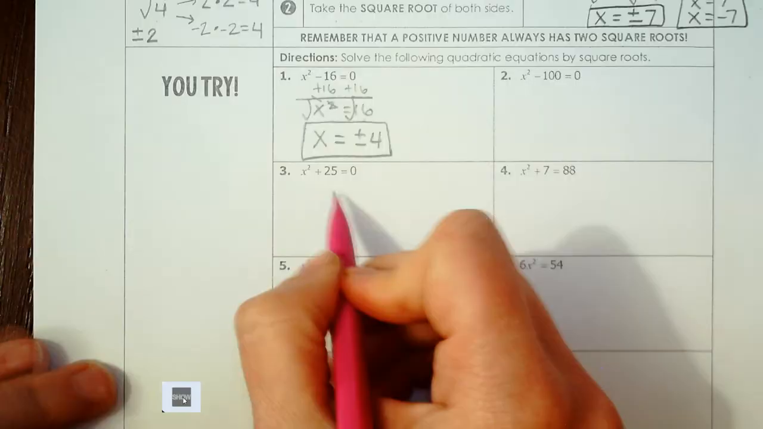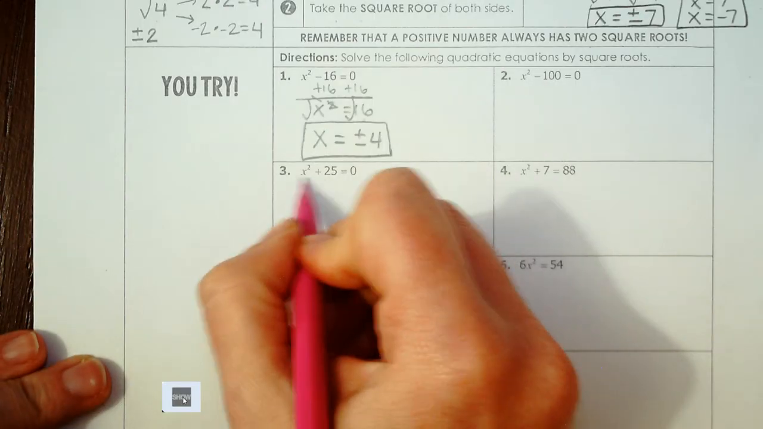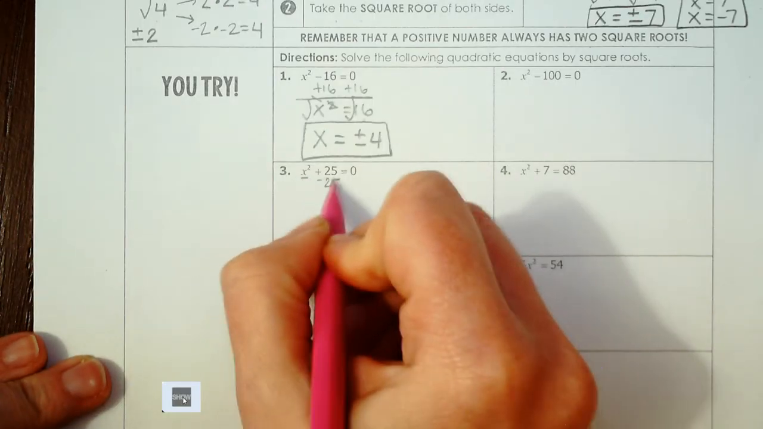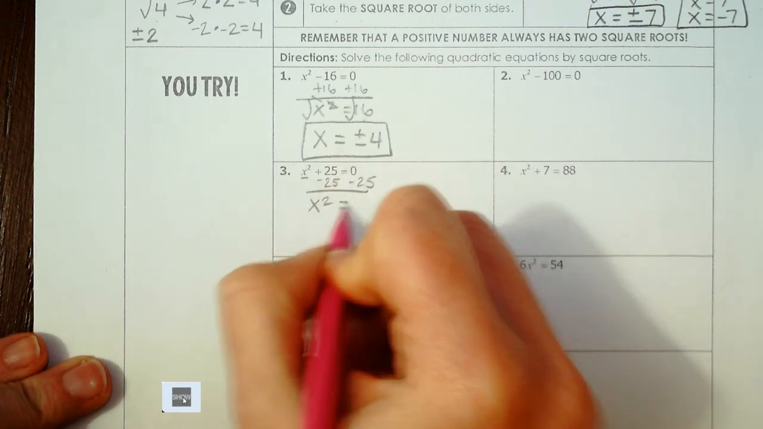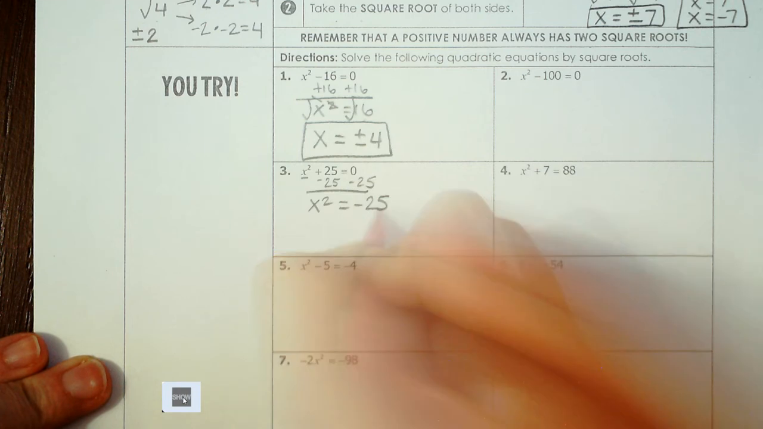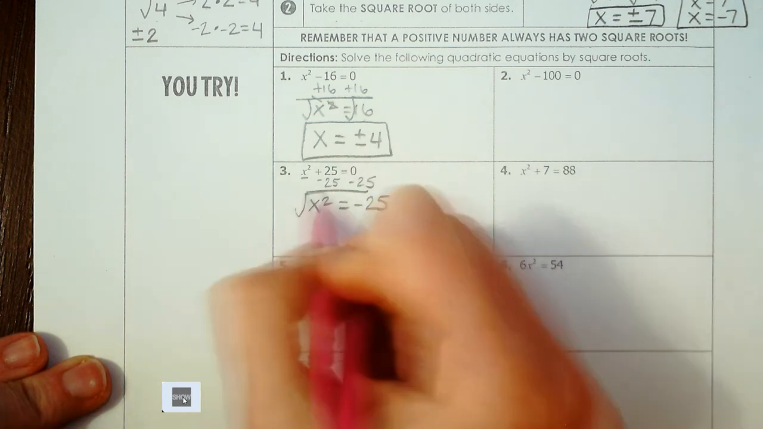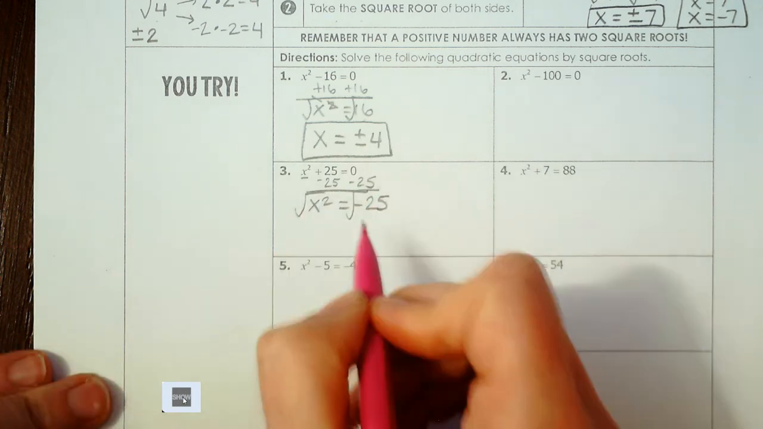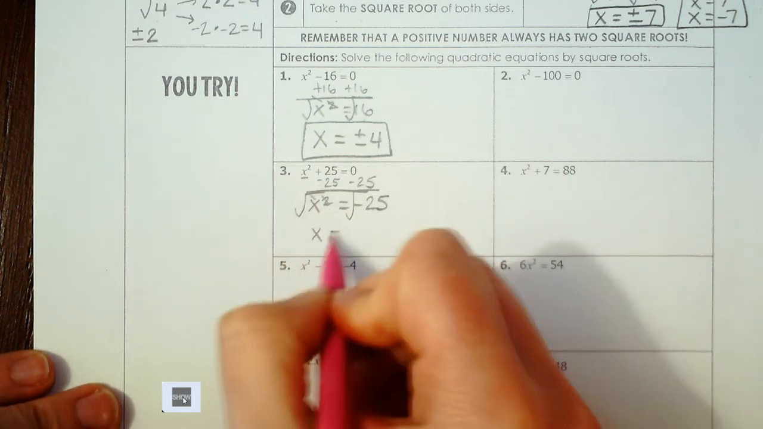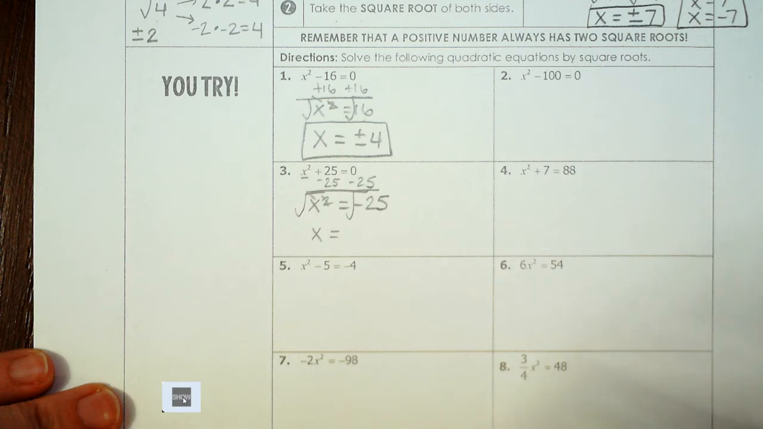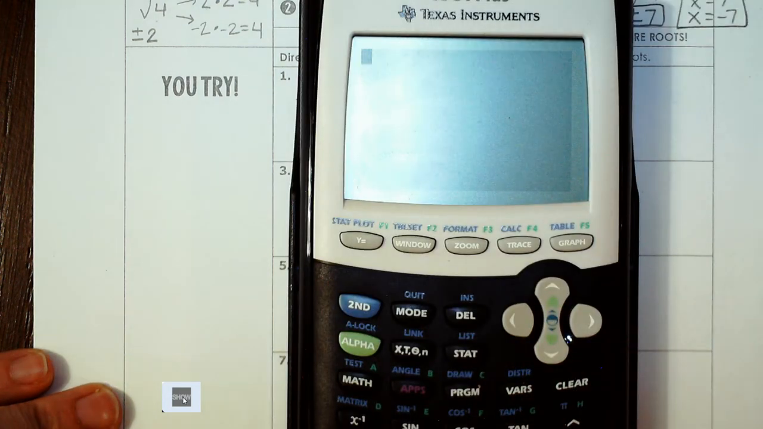All right, let's do number 3. Trying to get x squared by itself, so we're going to subtract 25 on both sides. X squared equals -25. Square root. Now this one's a little bit different. So a square and a square root cancel, and we have x equals. But if I go to take the square root of -25, it gives me an error.